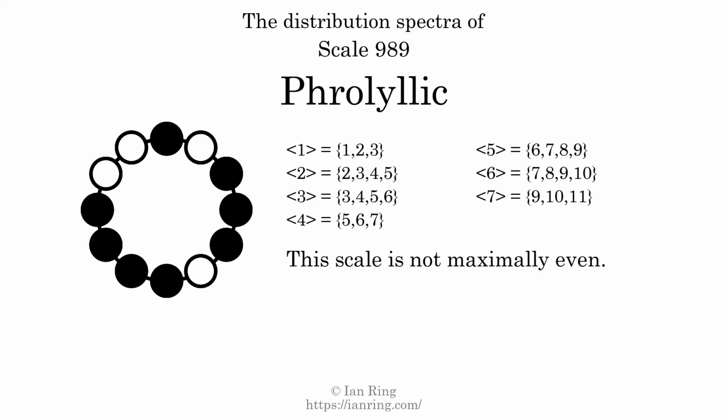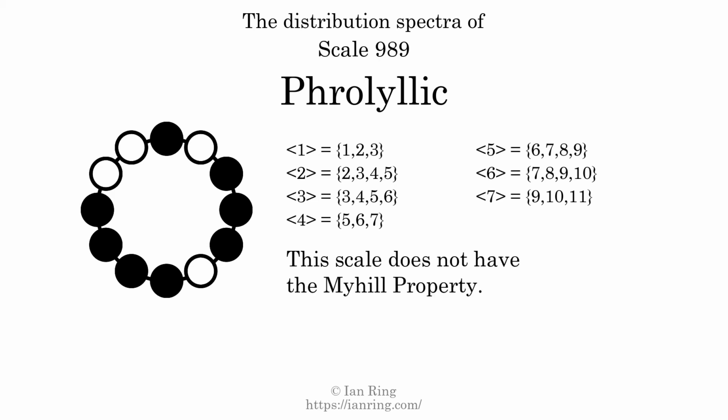The highest spectrum width is 3. Since this is greater than 1, we know that this scale is not maximally even. If every spectrum has exactly 2 specific intervals, we call that the Myhill property. This scale does not have the Myhill property. Since the generic interval ranges overlap, this scale is an improper scale.